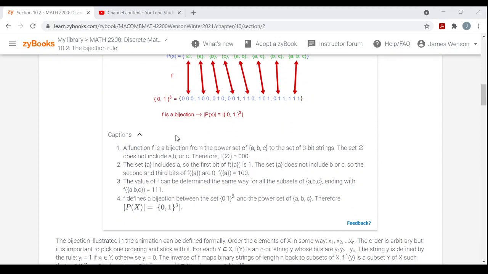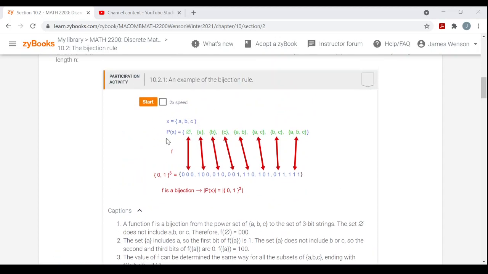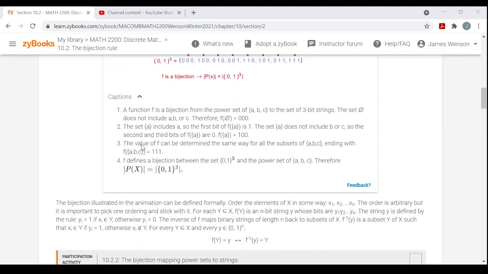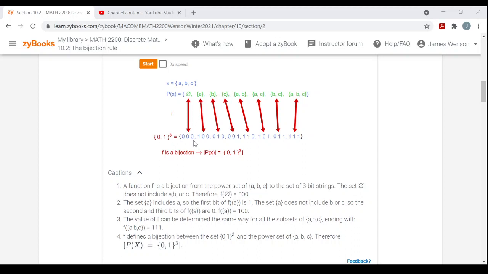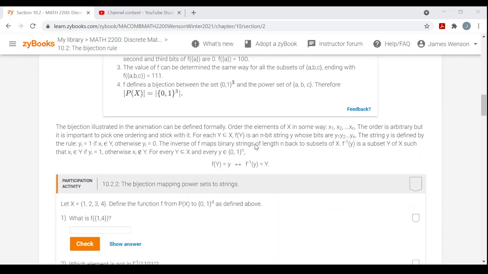Now we saw this before. Remember the cardinality of the power set of a set was 2 raised to the cardinality of the set. We saw that before. But they're showing a bijection here between a power set and a set that's easier to count, the set of binary strings of length the cardinality of X. You can read all that.